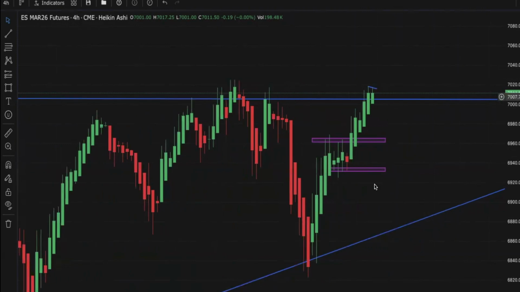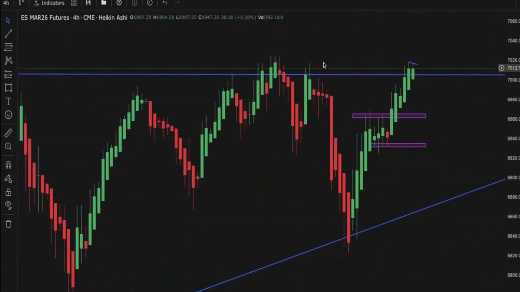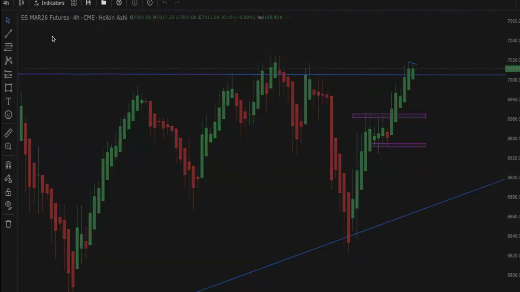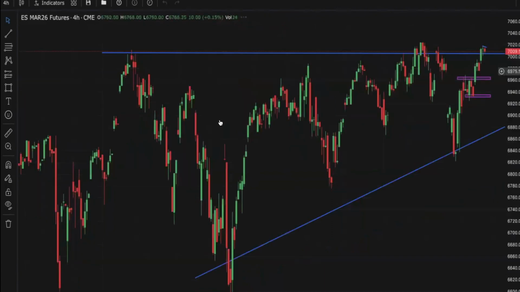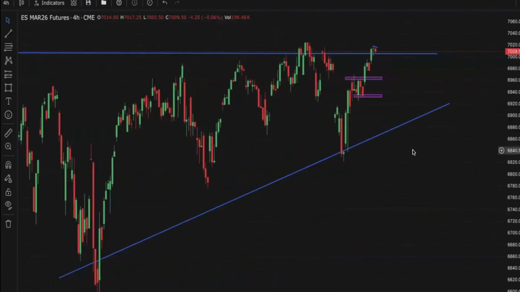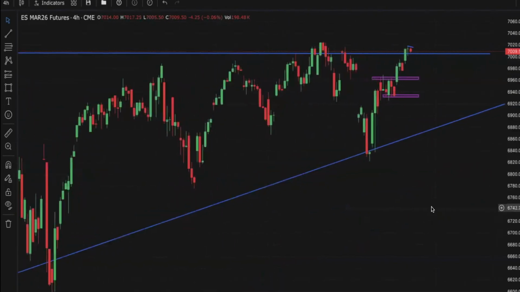All right, so that's the analysis for 4 hours. As you can see here, the 4 hour candle, that's what we have so far. If you look at it from a regular candle, okay, this is what we have. A little bit clearer, right?